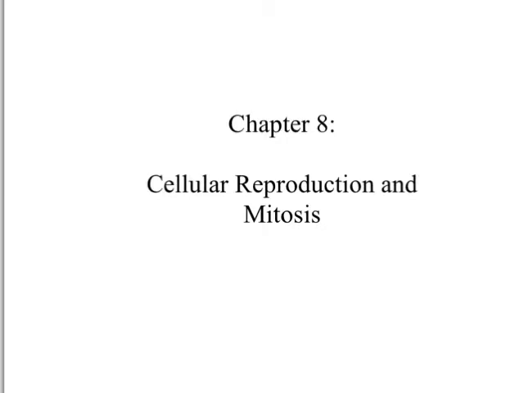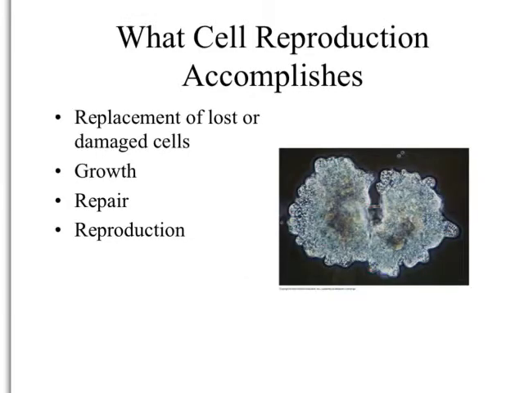In this lecture, we're going to take a look at cellular reproduction and the process of mitosis. Cellular reproduction is important for 4 different reasons. First off, cellular reproduction can replace lost or damaged cells in an organism. It is also how an organism grows, and it's how organisms repair different parts of their bodies. And last but not least, cellular reproduction is how organisms reproduce sexually to make more offspring.